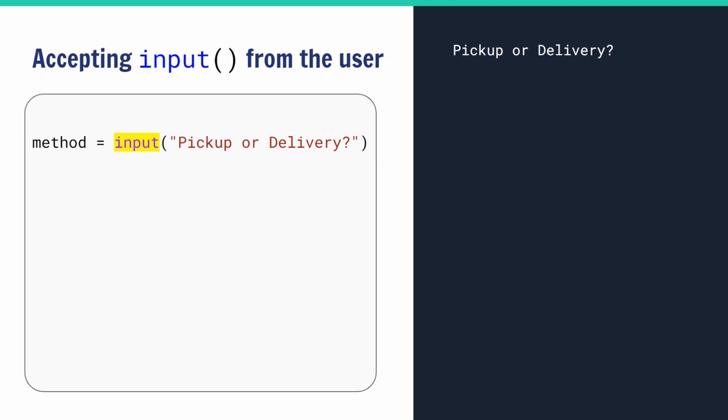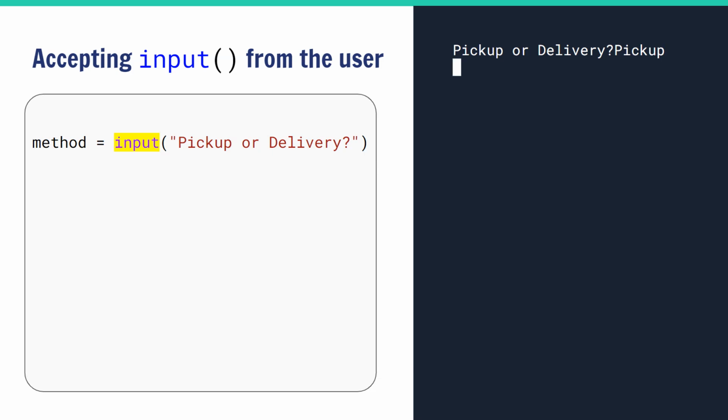Okay, but the difference is the input function will then pause the program and will allow the user to type something in. So we'll wait for the user to type something in. So here, the input command pauses and the cursor will come up and the user will be able to type something in. Okay, so let's say they type pickup. The program will remain paused until the user presses enter. So once they press enter, the program will then continue.